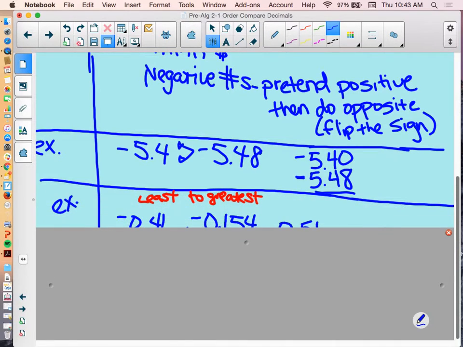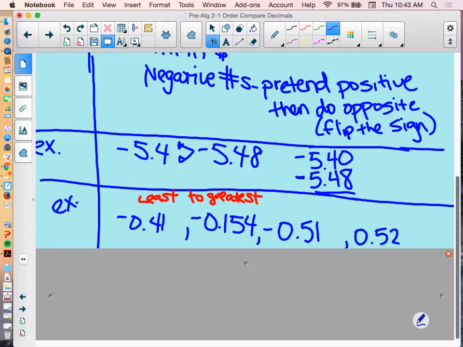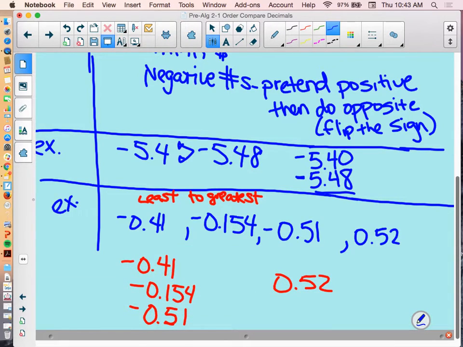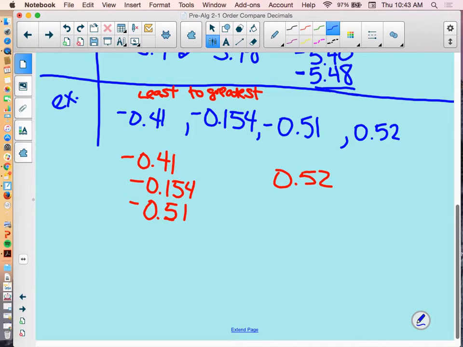If you're ordering from least to greatest, let's say this is your set of numbers that you have to order from least to greatest. Then you are going to remember to line up all the positives together and all the negatives together. Let me see if I can make this screen a little bit bigger for you so you can see it better. All right, you put all the negatives on one side, all the positives on the other, and then you have to make them the same length. So notice this one has 2 digits. I need it to have 3. This one has 3. This one has 2. It needs to have 3. This one has 2. It needs to have 3.